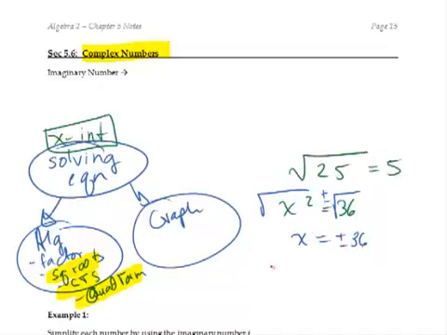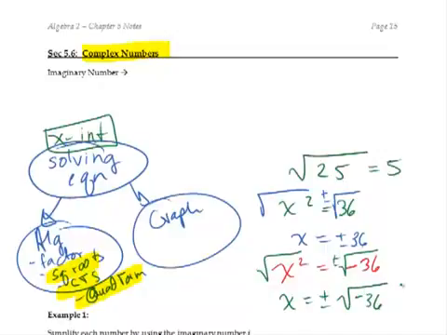But what do you do when you have x squared equals negative 36? When you try to take the square root, even if you put that little plus or minus in front, you have x equals plus or minus the square root of negative 36. And so far, we've been taught that we cannot do a problem with a negative under the square root. So this is what complex numbers help us with.